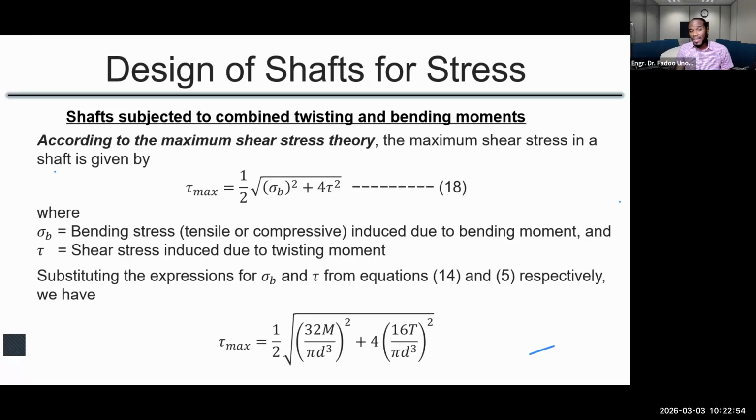So if we are using our shear stress theory, we substitute this in. Let me go and find the equation that we had developed for the maximum bending moment and the maximum shear stress. Where is that equation now? I'll get it for you in 2 minutes. There.